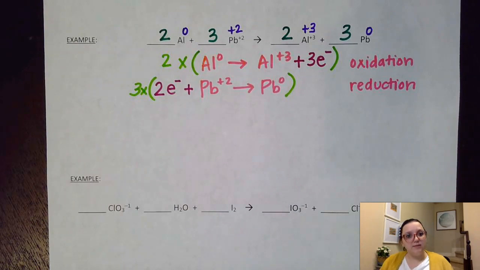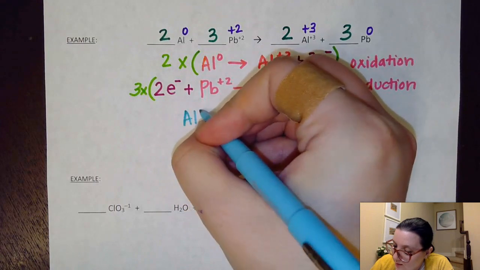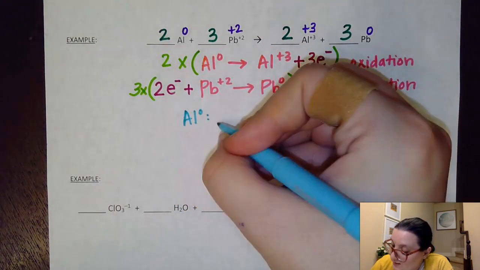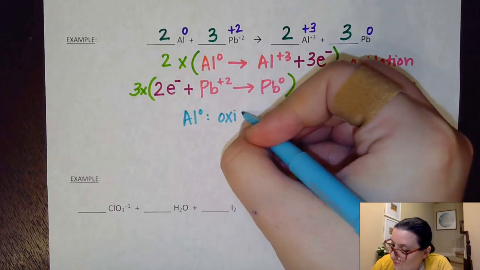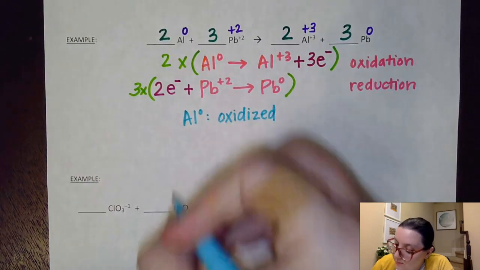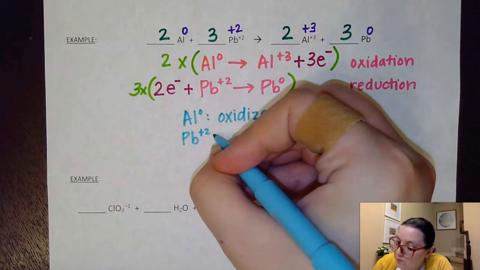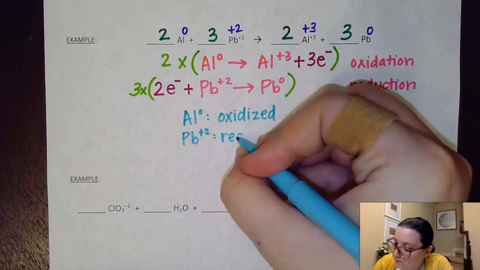Last but not least, let's state what got oxidized and reduced. Remember, we always reference what it looks like on the reactant side. So we would say here that aluminum that was neutral was the substance that was oxidized. And we would say that the Pb on the reactant side, which was a +2, was our substance that got reduced.